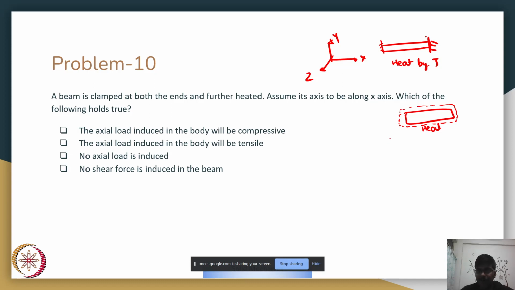Yes, it will try to expand, our body will try to expand, but unfortunately it cannot because of the clamping. Therefore, a compressive stress will be induced to basically hold the body in its place. So the axial load will be compressive. It won't be tensile. So this is wrong. This is also wrong. And the final option: do you think there will be any shear force in the beam? No, correct.